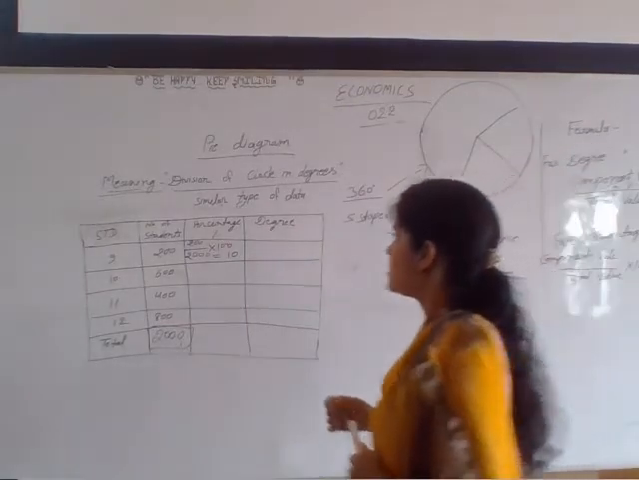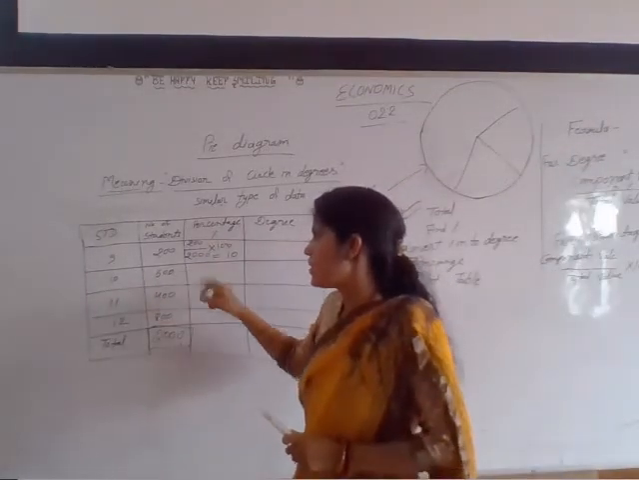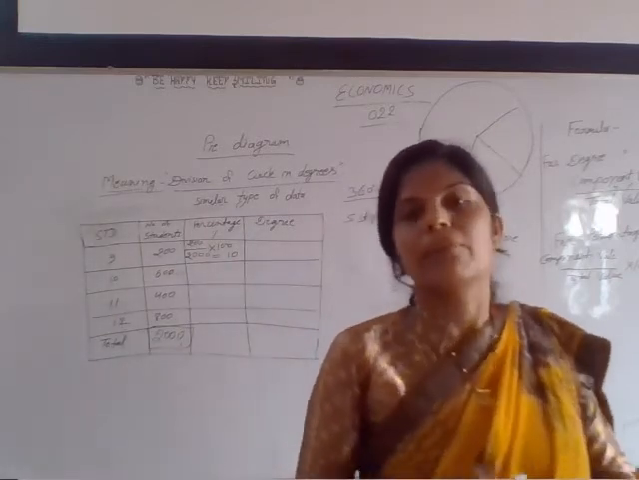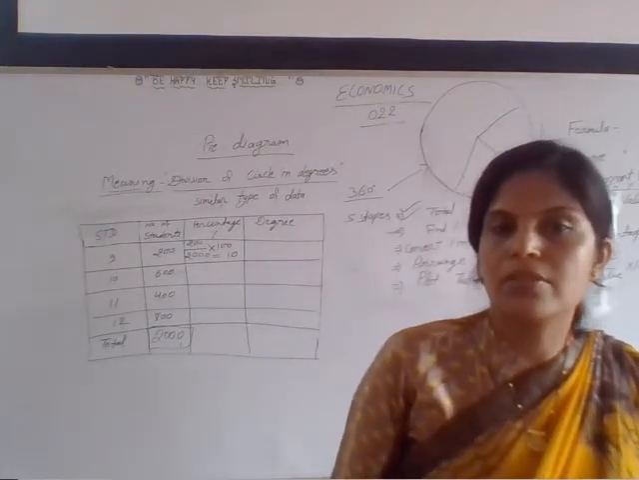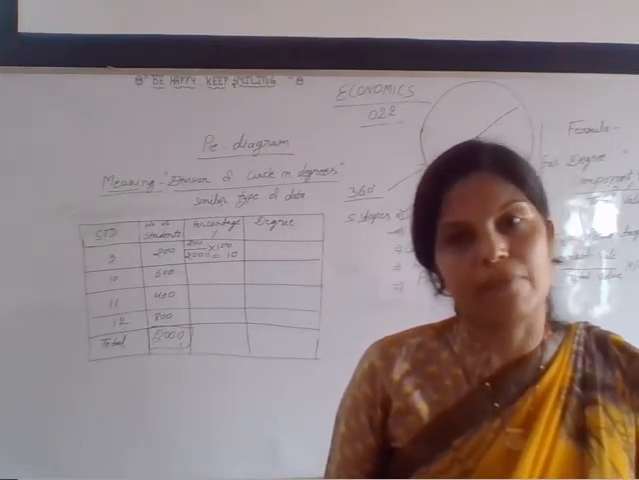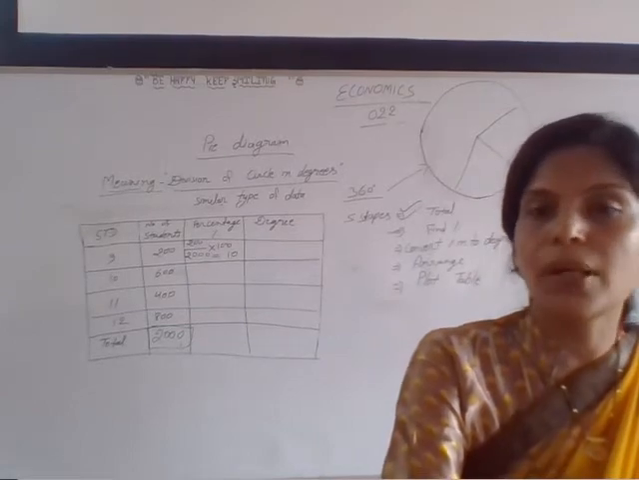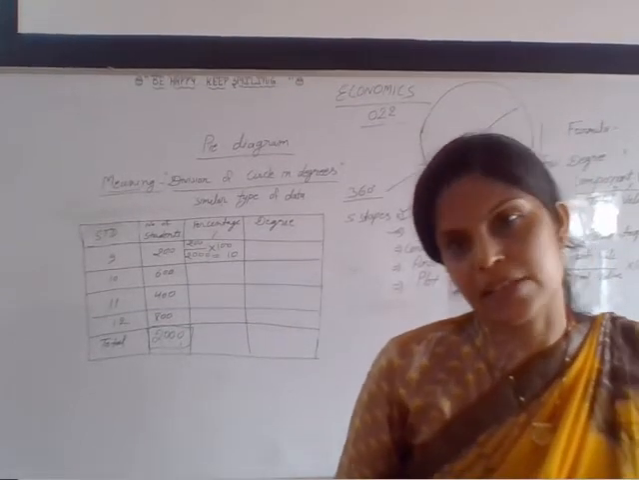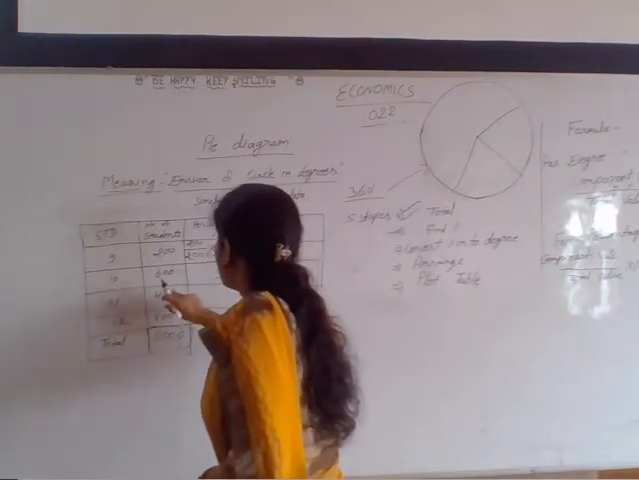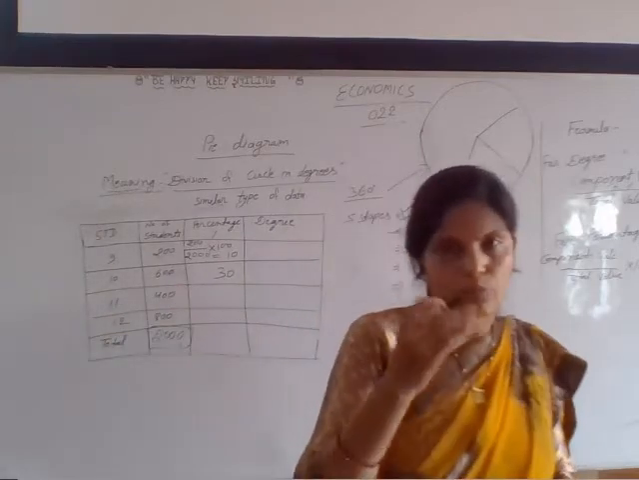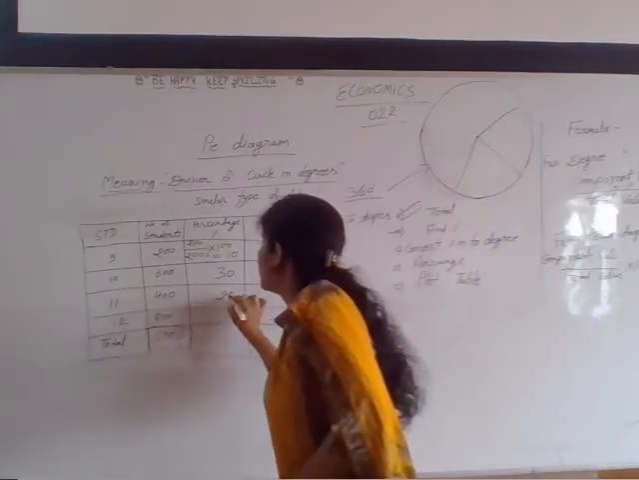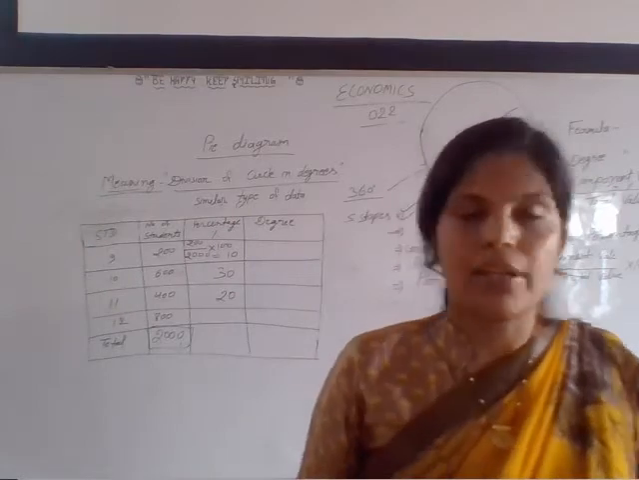The next variable is 600, so 600 divided by 2000 multiplied by 100, and we get the next value, 30. Then 400 divided by 2000 multiplied by 100, and we get 20. Next is 800 divided by 2000 multiplied by 100, and we get 40.